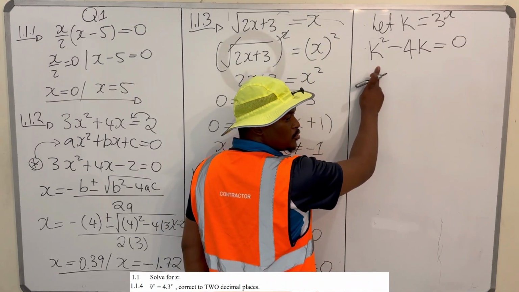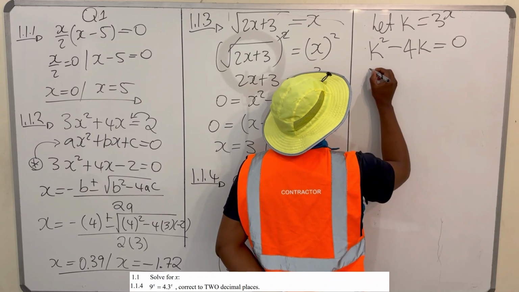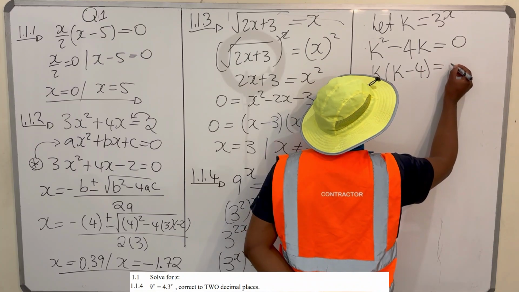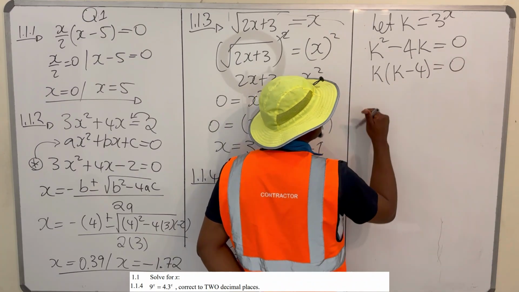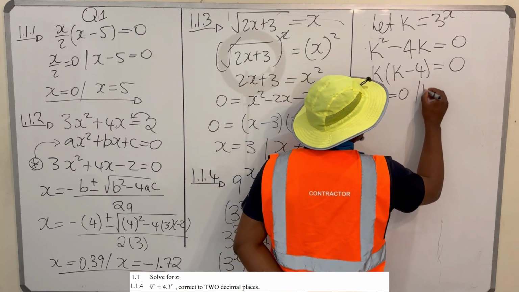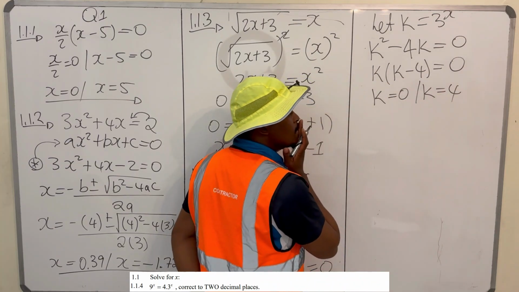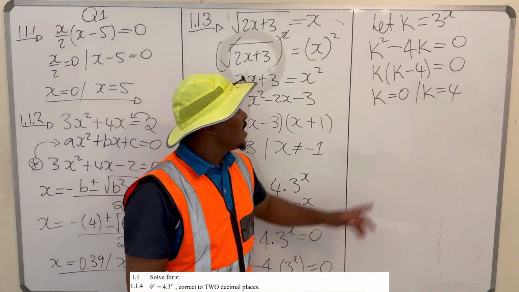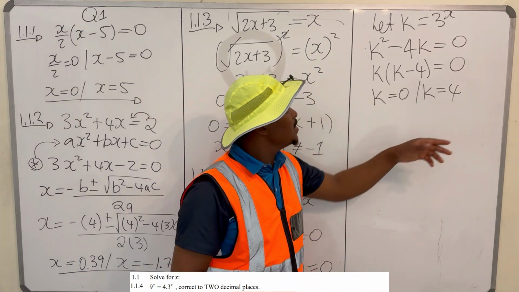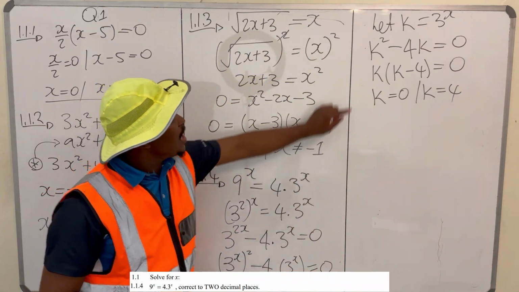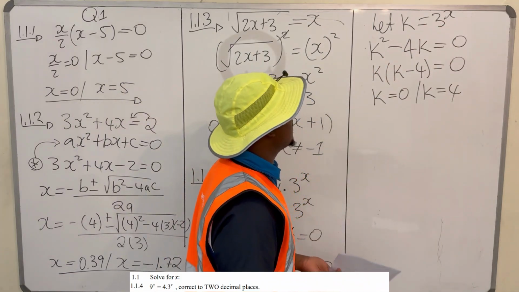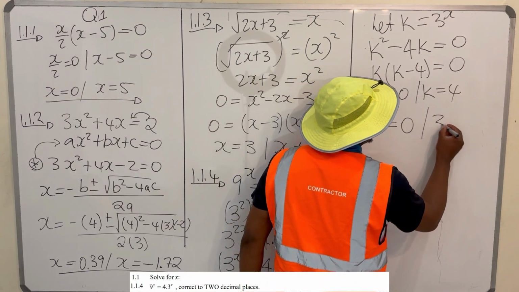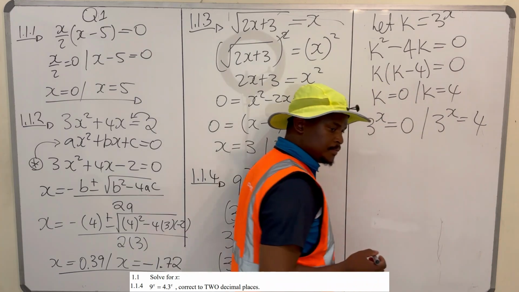Use your quadratic equation to solve this, or you just factorize this. So you take k as a common factor, so you're left with k minus 4 is equal to 0. So either your k is equal to 0, or your k is equal to 4. Now you have the solutions for k. So k is 0, k is equal to 4, right? We allowed our k to be equal to 3 raised x. So we can bring back 3 raised x equal to 0 and 3 raised x is equal to 4.